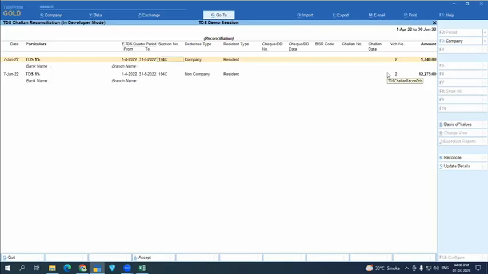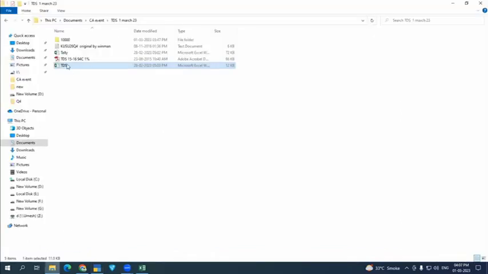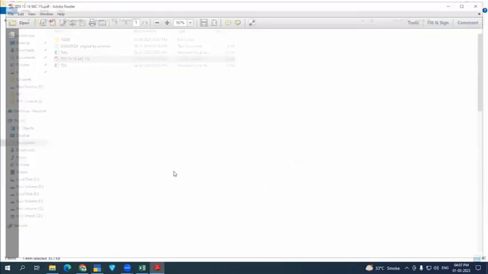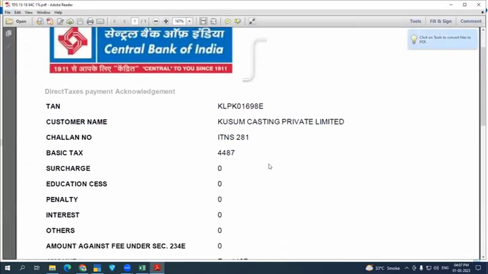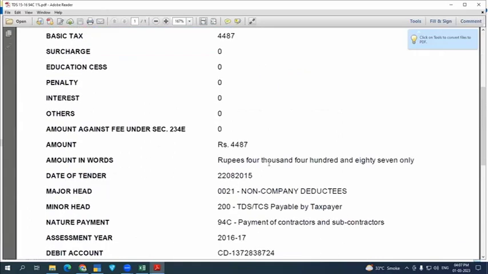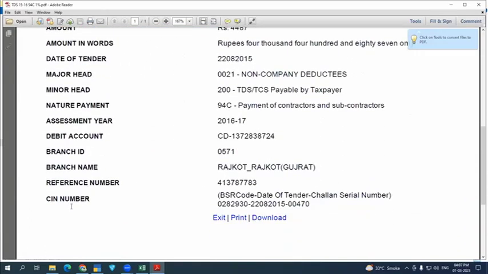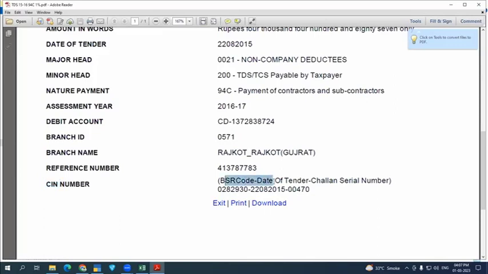Now take your Challan in your hands, directly from your portal. See, one Challan I have given here for demo. See, this is the real Challan. Those people who do not have any practice in TDS can see here. After paying to the government, there is a CIN number, Challan Identification Number. That CIN number is always made of the BSR code, the date when payment is received, and the serial number. So that serial number must be there.